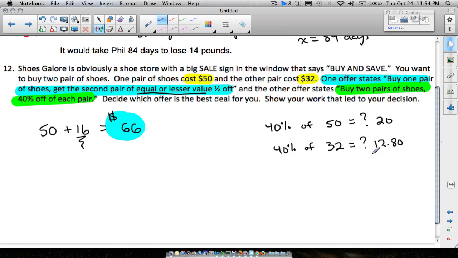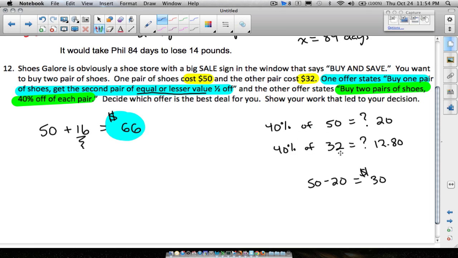Now, that is not how much you're going to pay for these shoes. Be careful. That is the discount that you get off each pair of shoes. 40% off means if you find 40% of 50, which is $20, you're actually going to pay $50 minus the 40% off, which is 20. You're going to pay 30 bucks for the $50 pair of shoes.